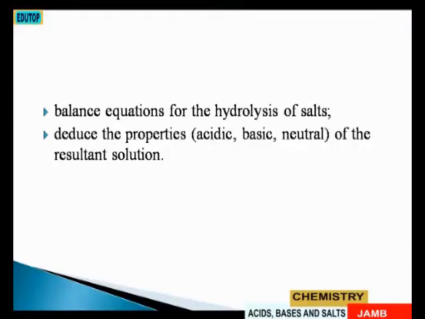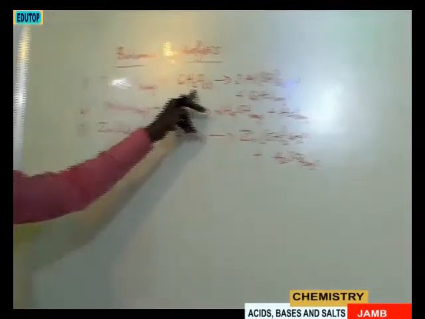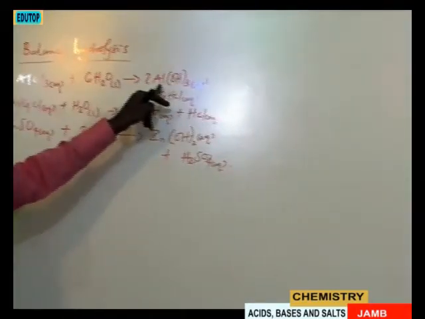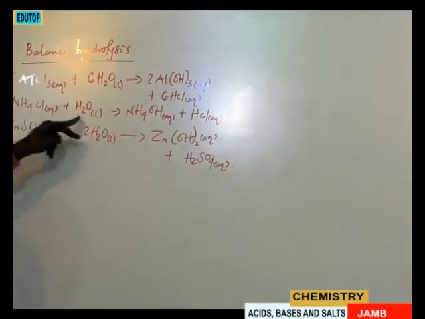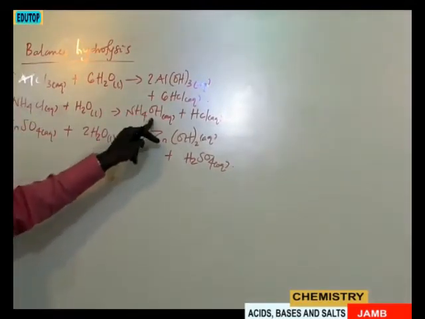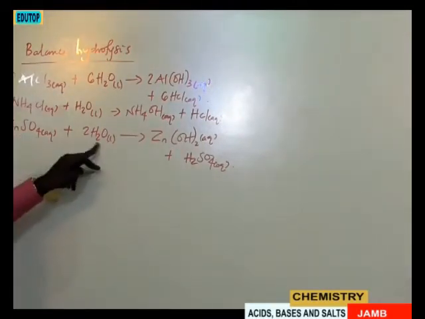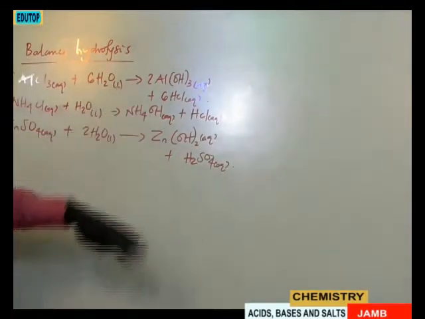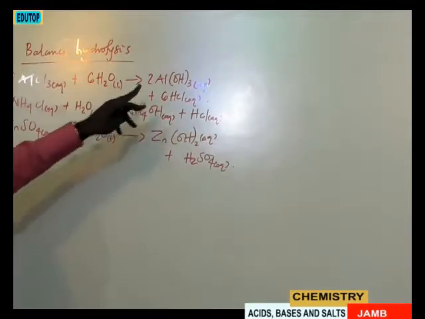Now, to balance the equation for the hydrolysis of salt, you have aluminum chloride plus water, then you have this. So you have hydroxide as a base, then you have acid. Then here, ammonium chloride plus water, then you have this base, acid. Then here we have zinc sulfate and water, then we have this, you also have acid. You can see that the products are similar in the sense that we have the dominance of acid and what?